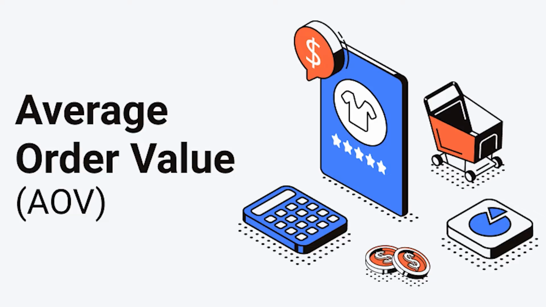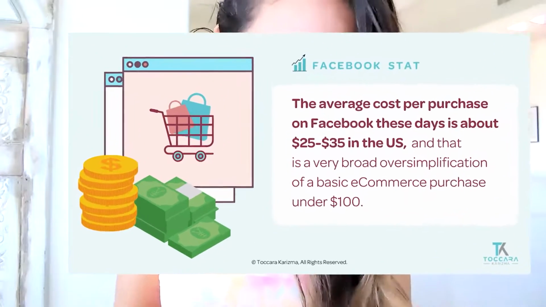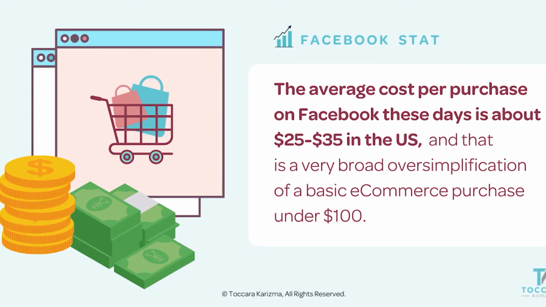Now, I always love to use the example of a $75 average order value, because I think that's a pretty good one for most e-commerce. I also think that that's about the minimum you need to have as an average order value in order to be profitable on Facebook with Facebook ads, because the average cost per purchase, at least in the US, is going to range anywhere between $20 and $35, for example, with a Facebook ad.